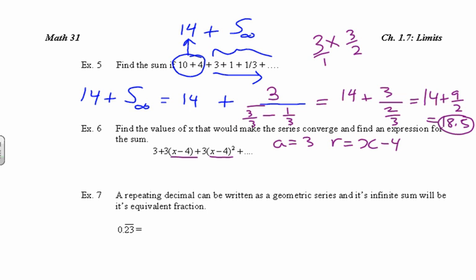That's what you're multiplying by each time. So you started with 3, then you multiplied by x minus 4, then you did it again. It's obviously the r value must be x minus 4. What must be true about this r value to get convergence? The absolute value of the r value must be less than 1. That means the absolute value of x minus 4 must be less than 1.